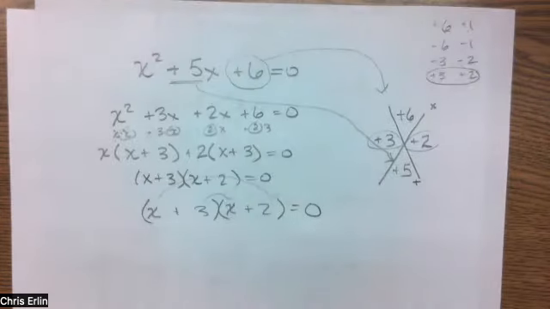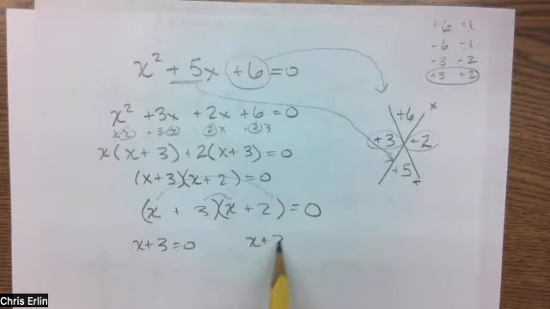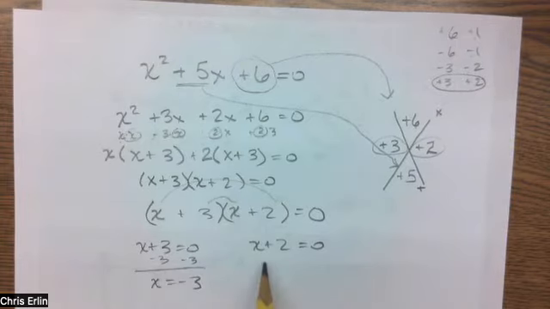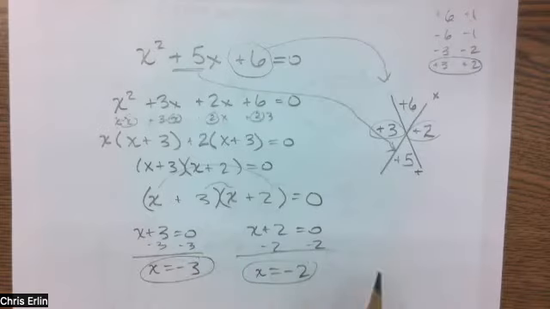Because this is a quadratic, I needed to get it set equal to 0 so that I can apply the zero product property. I now know that either x plus 3 is equal to 0 or x plus 2 is equal to 0. If x plus 3 is 0, I can subtract 3 from both sides using the subtraction property of equality and get x equals negative 3. For x plus 2, I can subtract 2 from both sides and I get x equals negative 2. These are my two solutions.